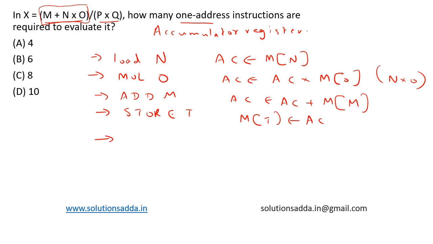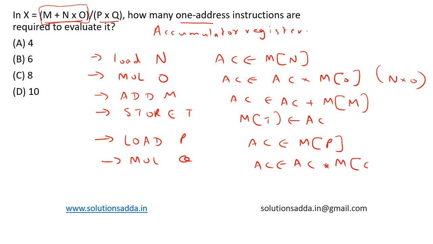Now we need to again load the value P to the accumulator. That is, to the accumulator memory location P is loaded. Now we are multiplying it with Q. So to the accumulator, the current accumulator value is multiplied with memory location of Q. The next step would be dividing the whole result with T. So that is, with accumulator we are dividing AC by M of T, and finally we are storing the result.